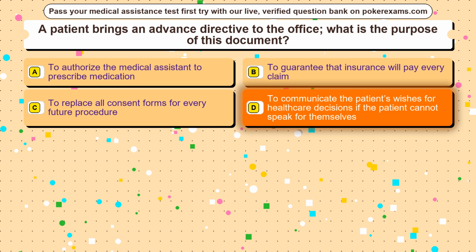The correct answer is option D. To communicate the patient's wishes for healthcare decisions if the patient cannot speak for themselves.